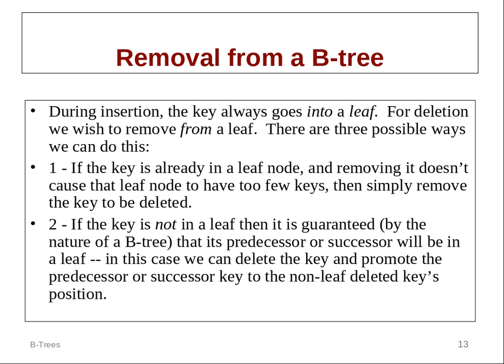During insertion, the key always goes into the leaf. For deletion, we wish to remove from a leaf. There are 3 possible ways we can do this. 1, if the key is already in the leaf, we remove it. It doesn't cause the leaf node to have too few keys, and we simply remove the key and we're deleted. So that's all we want to have happen ever. Sounds like the best case scenario.